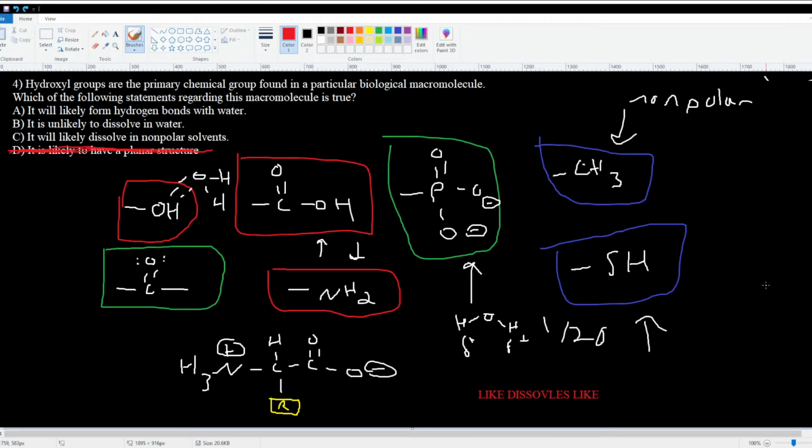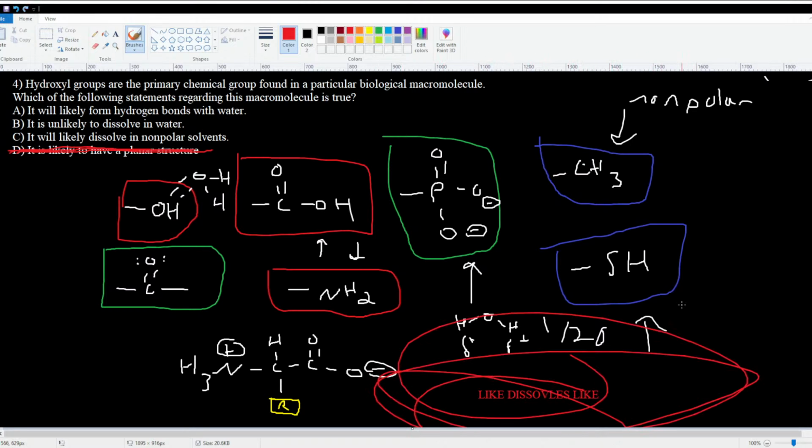And now when we're talking about charged with charged, that's different because with charges, opposites attract, of course. So positive attracts negative, right? But they're still both charged. So charged substances are going to want to be with either polar or charged substances because it has to do with the electrical attraction. So as a rule, like dissolves like.